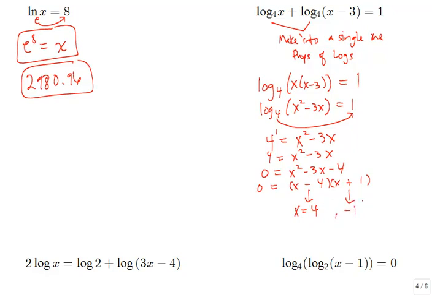And now you need to check your answers. So if I take 4 and plug it back in, here I would be taking the log of a positive 4, which is good. And if I plug in 4 up here, 4 minus 3 is 1, which is positive as well. So 4 works. If I take negative 1, that's bad news, because then we're trying to take the log of negative 1, and we can't take the log of any negative number, no matter what the base is. So this violates our domain issue, so it's not a solution. So only 4 works.